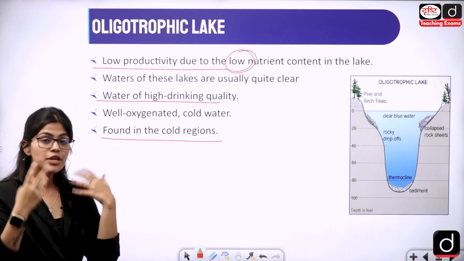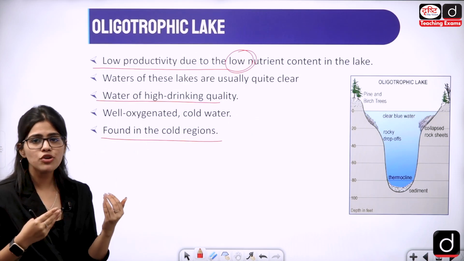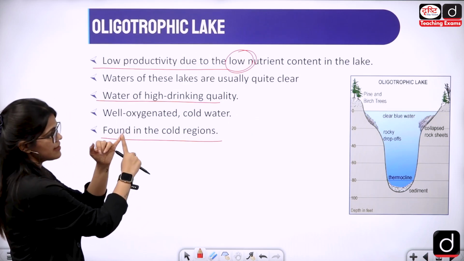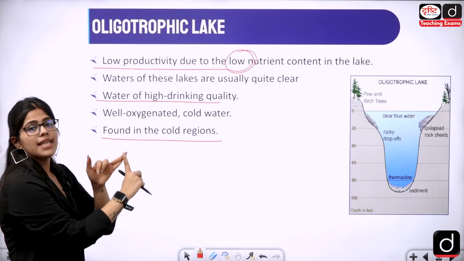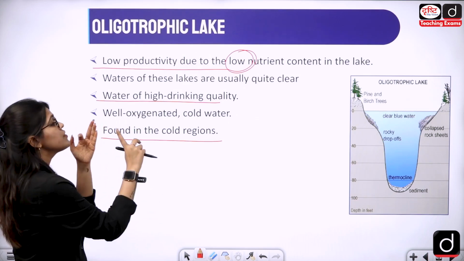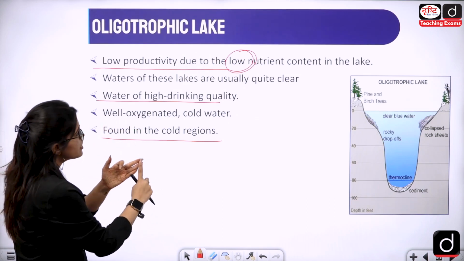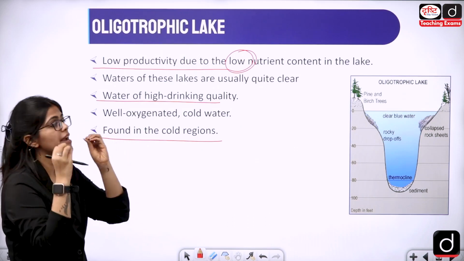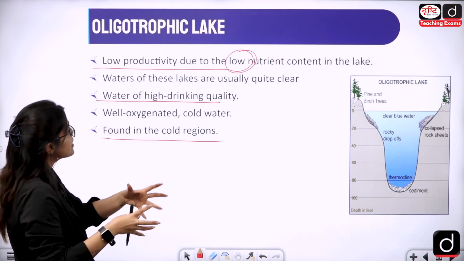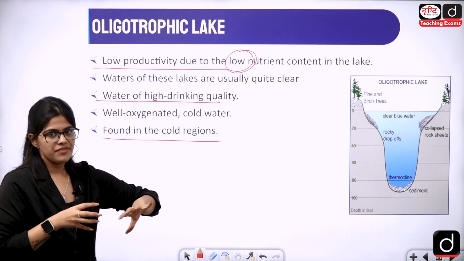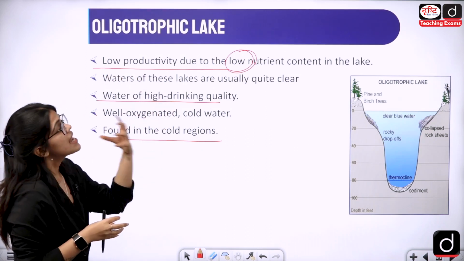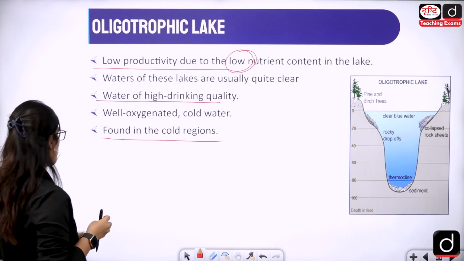Let us quickly revise the traits of an oligotrophic lake. First of all, you see clear blue water. The water is very cold. You see that it is found in the colder regions. There is low nutrient content and there is low productivity. That is why you see less flora and fauna.